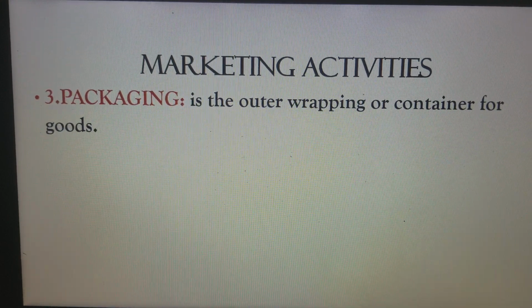All right, so we're moving on now. We have looked at all the different types of pricing, treating pricing as a marketing activity. So we're going to the third marketing activity called packaging. And packaging is the outer wrapping or container for the goods.